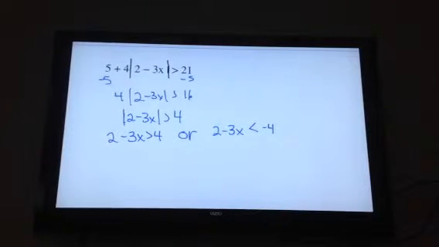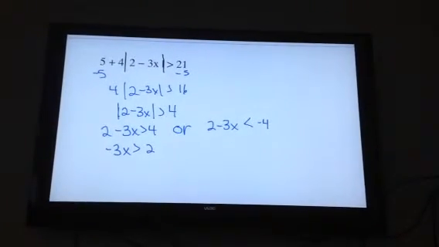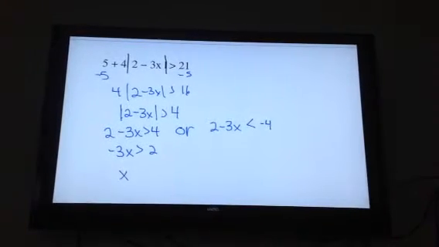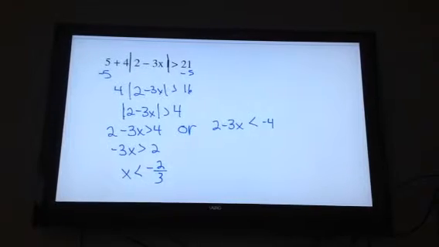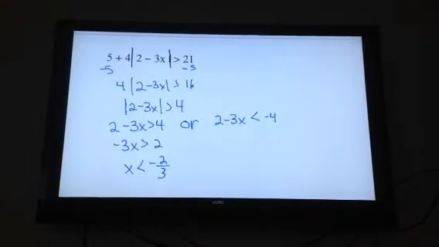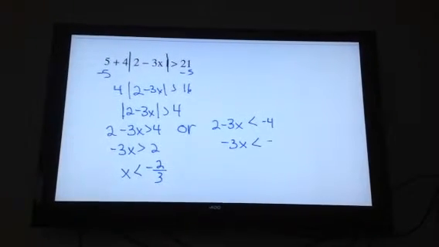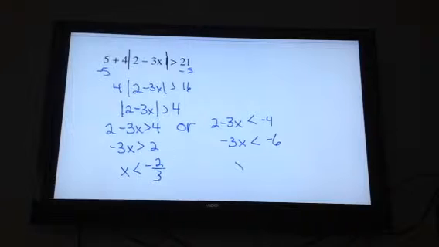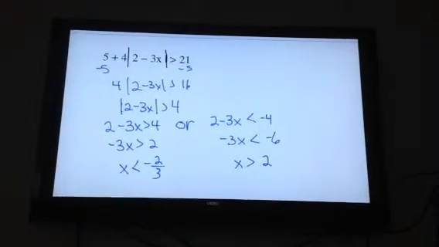So then I solve. Subtract your 2. Negative 3x is greater than 2. Divide by negative 3. Ding, ding, ding. I divided by that negative, so I switched my inequality. And on the other one, I'm going to subtract 2. 3x is less than negative 6. Divide by negative 3. Ding, ding, ding, ding. I'm going to switch the direction of that inequality symbol.